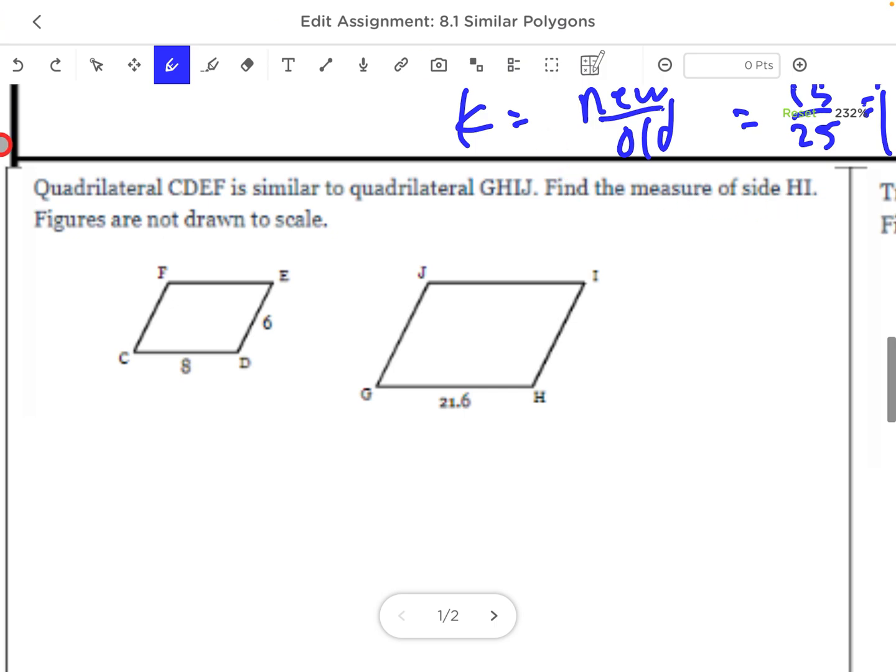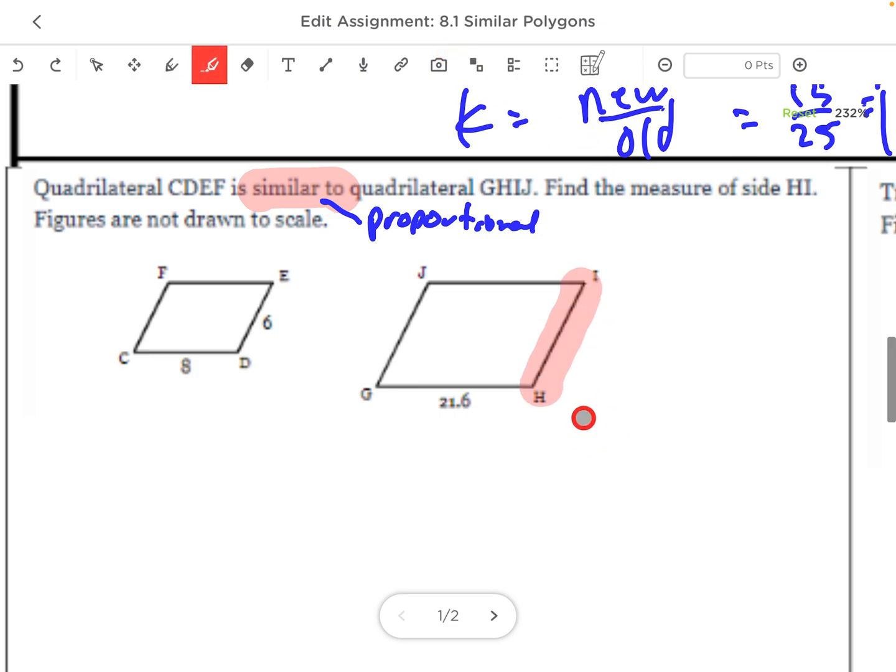It says quadrilateral CDEF, so this one right here, is similar to the quadrilateral of this one. So that means it's proportional. It's just a different size, so it's proportional. Find the measurement of HI. So we want to find HI right here.